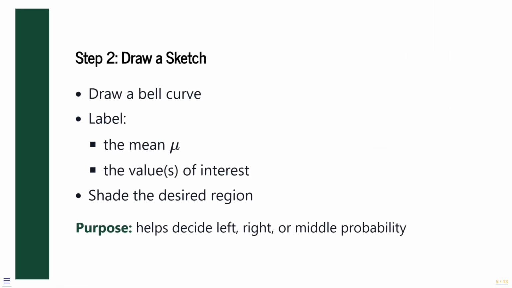In step 2, we draw a sketch of the normal curve. Even a rough bell curve can be extremely helpful. We label the mean and mark the value or values of interest, then shade the region corresponding to the desired probability. This visual step helps us determine whether we need an area to the left, to the right, or between two values. Many student errors come from skipping the sketch and misidentifying which probability to compute.